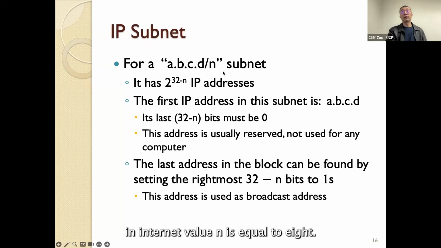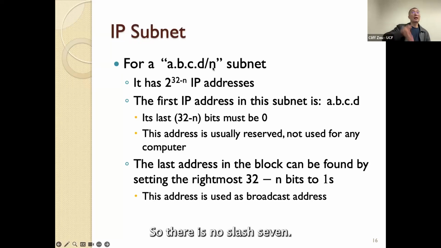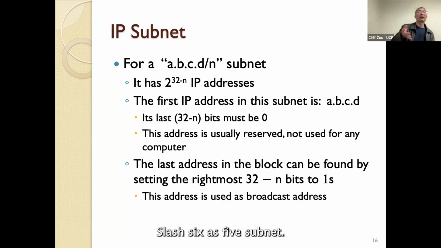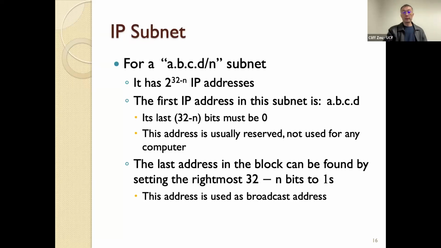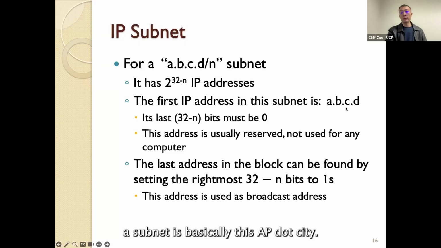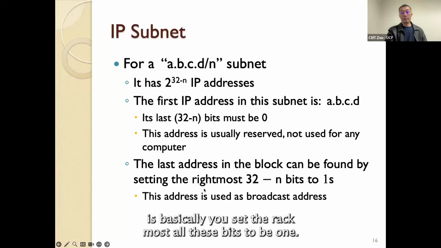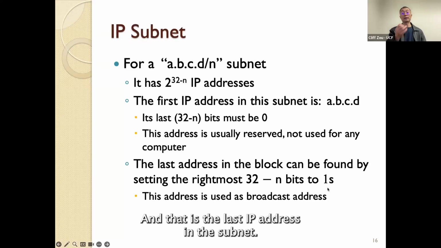The biggest subnet in the internet has n equal to 8. So there is no /7, /6, or /5 subnet. The biggest subnet in the internet is a /8. The first IP address in the subnet is a.b.c.d. The last address in the subnet is obtained by setting the rightmost host bits all to 1. That is the last IP address in the subnet.